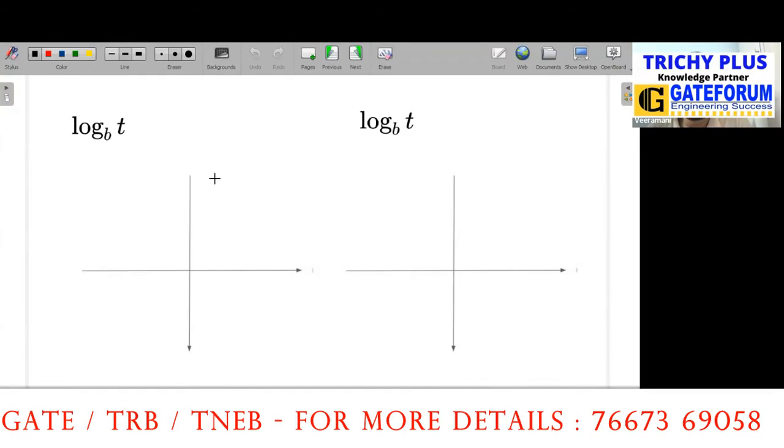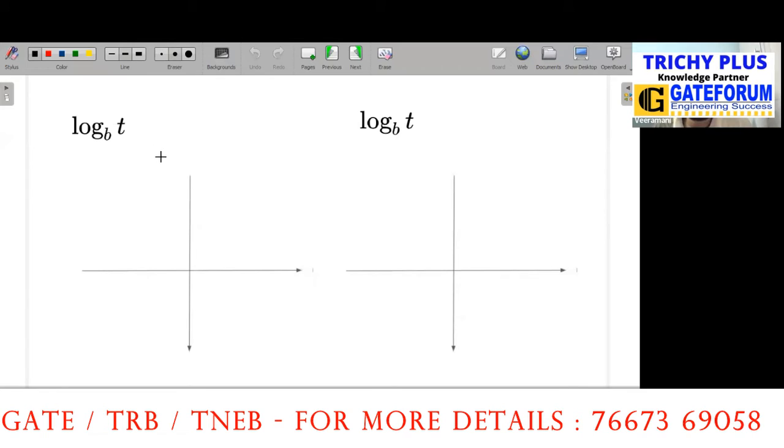So first thing you have to ask, what is the value of b? So then only you can go with the log b of t. So here the b is always going to be positive. b cannot be negative. So you cannot plot a graph for a log of -1 base -1. So it does not exist.